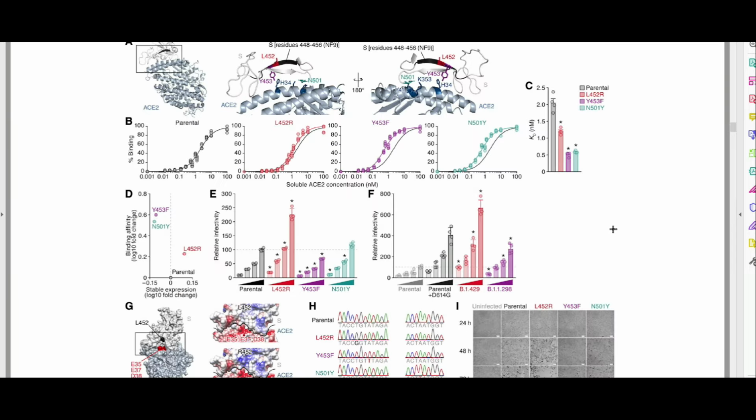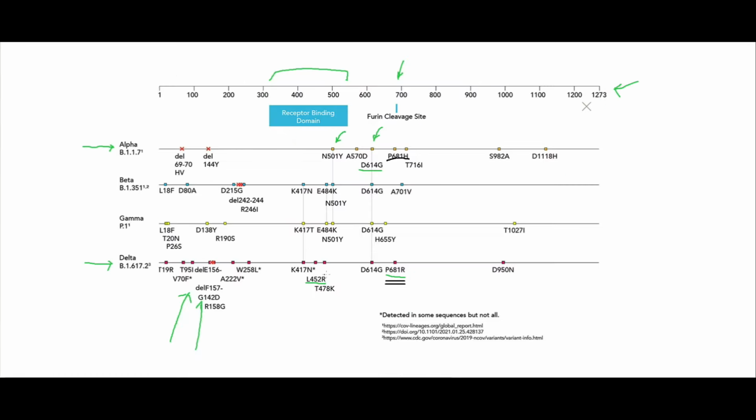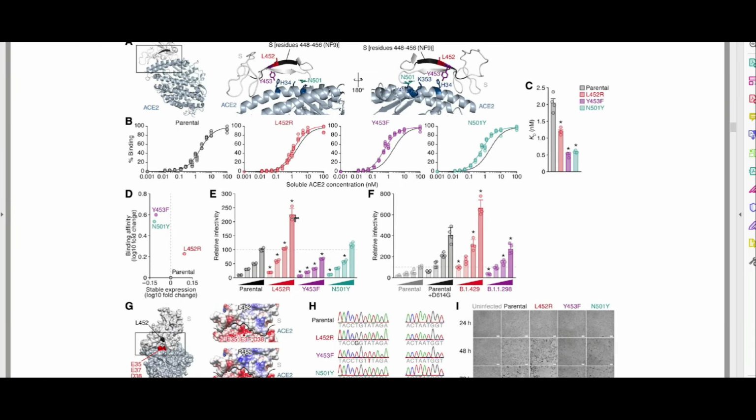So now we're going to look at this one, and this is looking at that other mutation I was talking about, which is this leucine 452 to arginine, which is this one right here. So we're looking at just that. And once again, this is one that's new in the Delta variant. It's not found in any of the other variants.